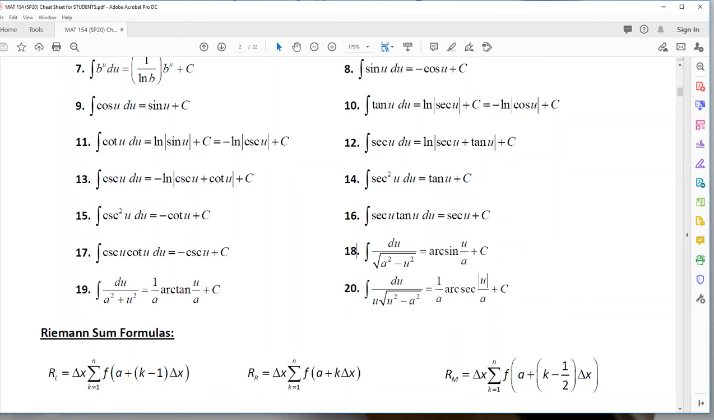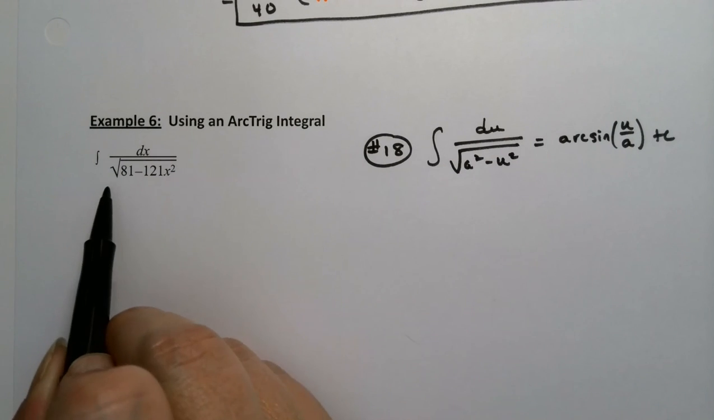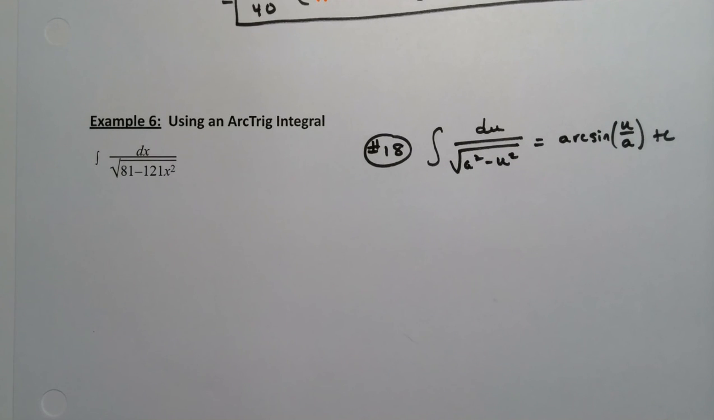So rule number 18, I'm going to write it on my page and then I'll show it to you in a second, says that if I have du over the square root of a squared minus u squared, that is equal to the arc sine of u over a plus c. Okay, so this is rule number 18. Now, how does this help us? Well, we have to look at our problem and figure out how it relates.